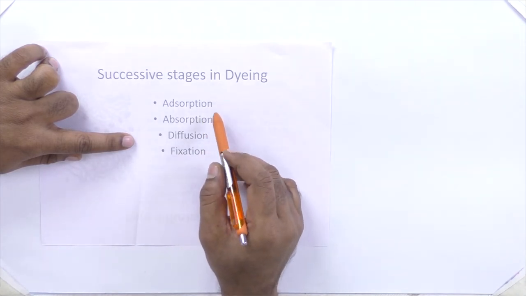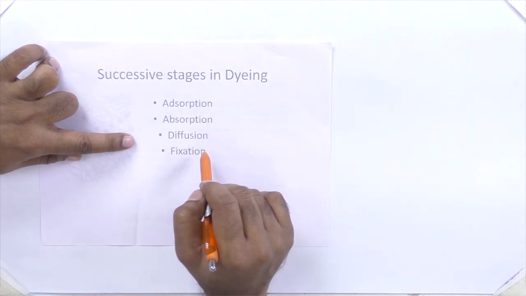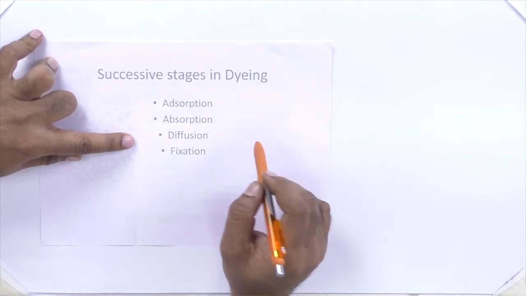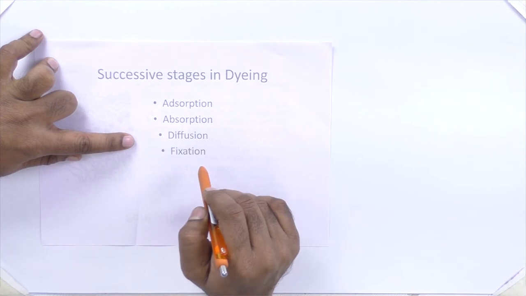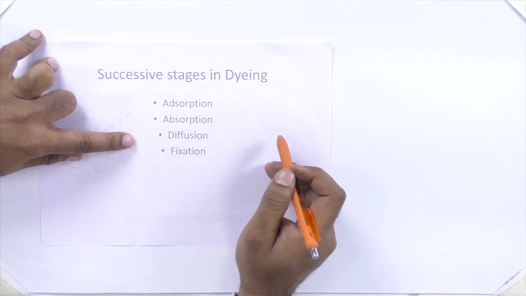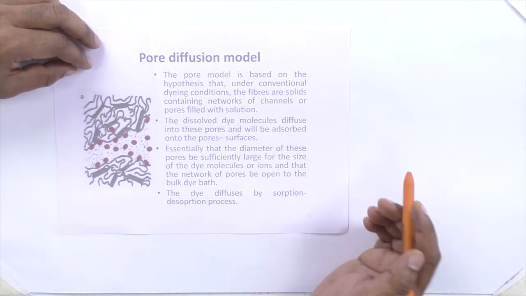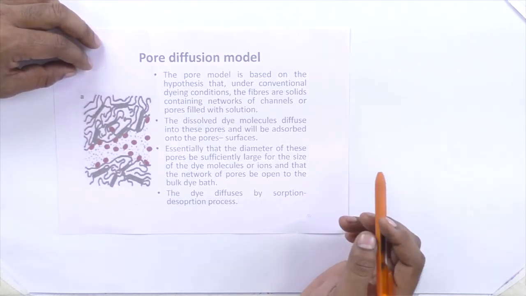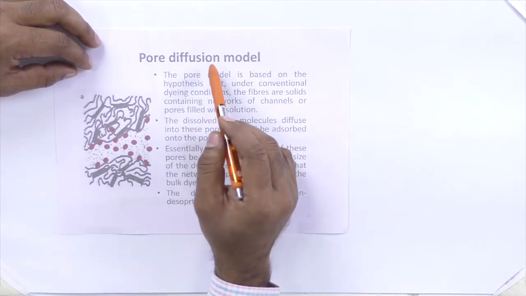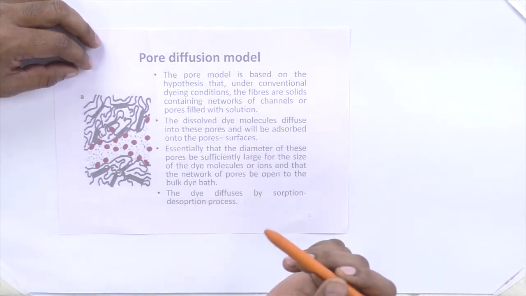So these four stages are very important in dyeing. If you stop the dyeing without fixation, the fastness properties are influenced. So we should give enough time to complete all four stages of dyeing. And there are two dyeing theories that are followed: the first one is the pore diffusion model and the second one is the free volume model.